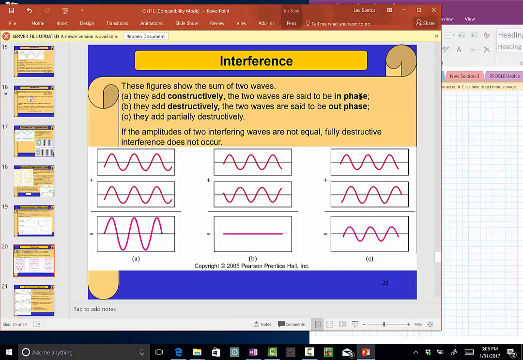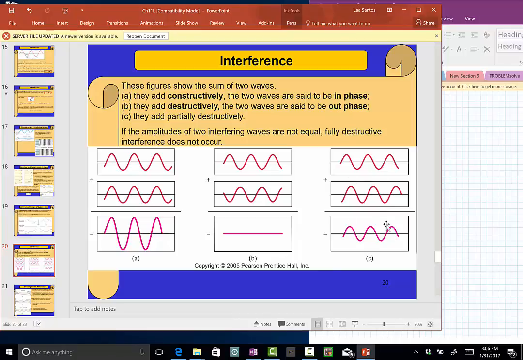So when they are in phase, the crests of one coincide with the crests of the other, and we have constructive interference. The combination of these two waves just gives us a new wave with a bigger amplitude. On the other hand, like in this drawing here, where they're completely out of phase, the crest of one coincides exactly with the trough of the other, then when they get together, we have destructive interference.